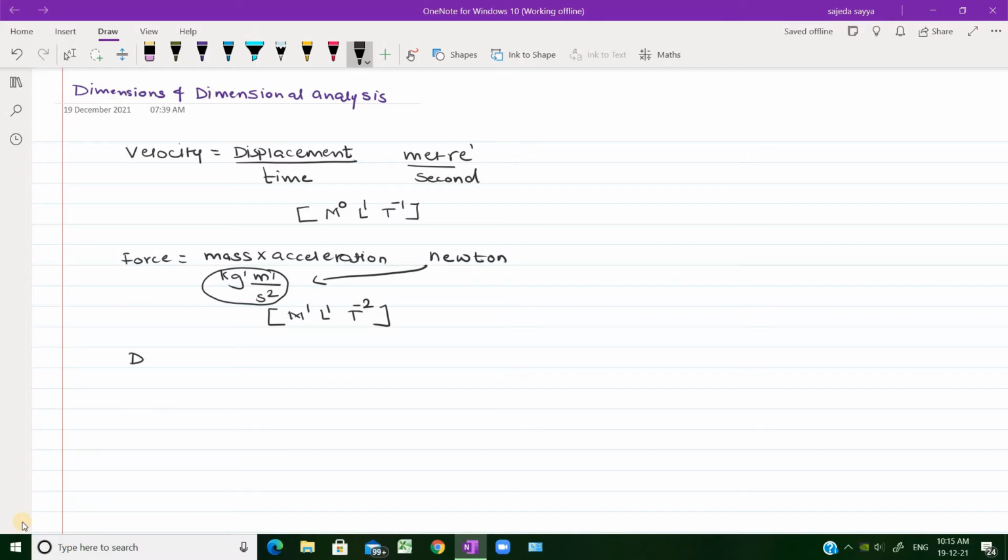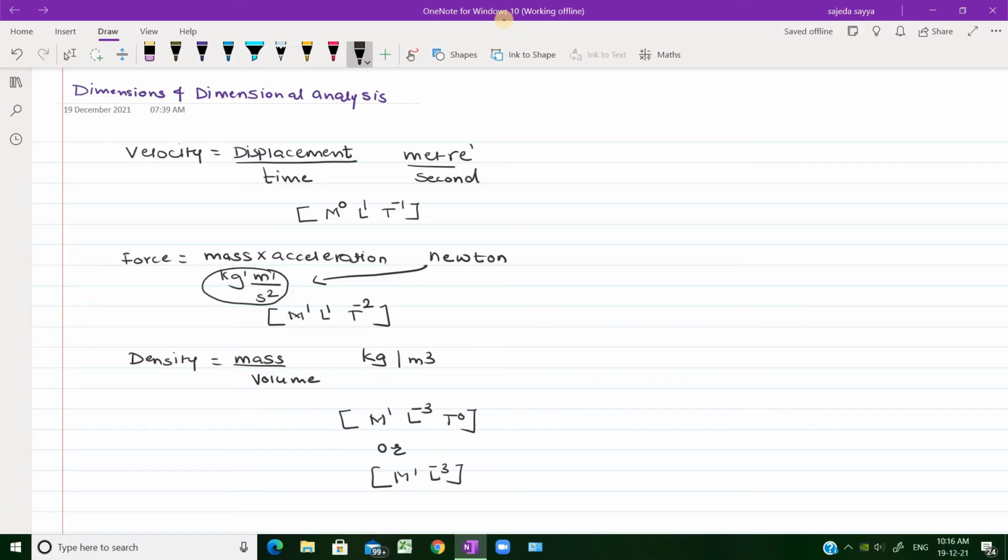Let us take density. Density is nothing but mass upon volume. Mass is expressed in terms of kg, volume in meter cube. So the dimensions are written in terms of M¹ L raised to -3. Here the time term is absent, so it is T raised to 0. Even if you don't mention this T raised to 0, it can also be written as M¹ L⁻³. That is also okay.